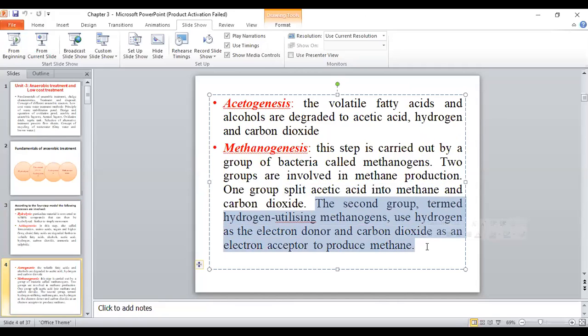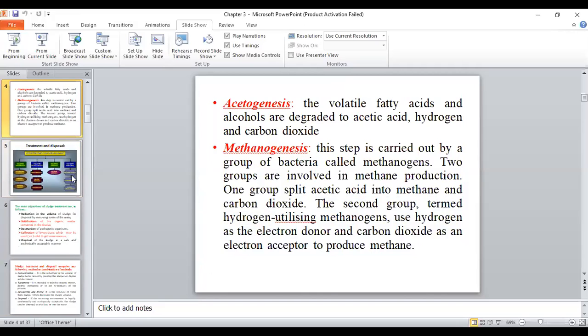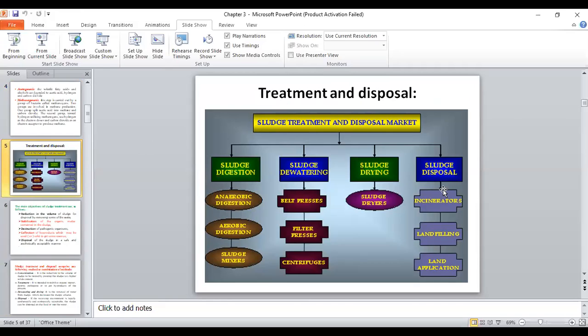This way, two groups are working for the decomposition of organic matter and converting it into biogas in the process of methanogenesis. So you remember, this is fundamental, not required from the exam point of view, but only the understanding is required. Now the treatment and disposal. Once again, I would like to go to chapter 2 to make you understand properly. I will stop sharing this slide and go to the other slide.